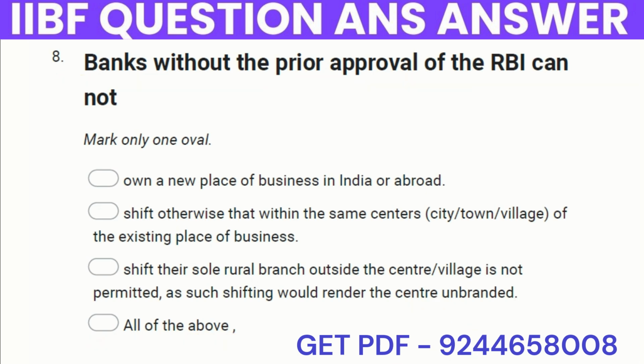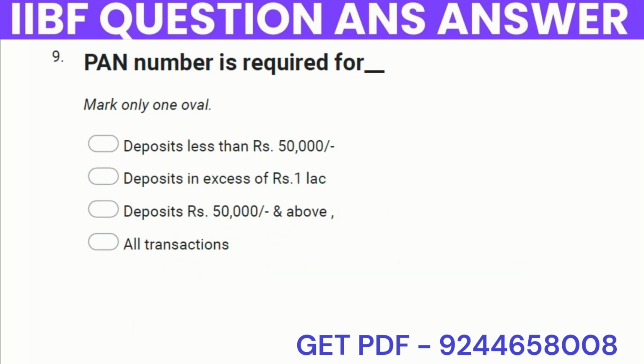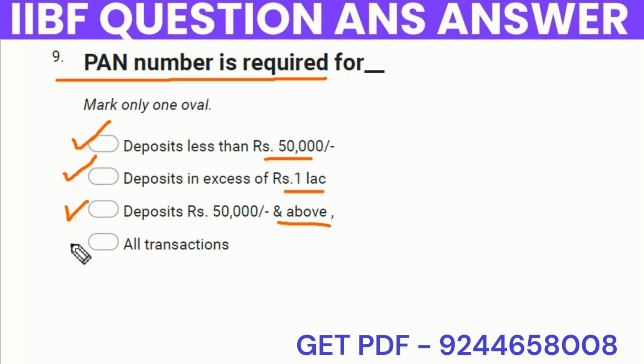Next question. PAN number is required for: first option, deposit less than 50,000 rupees; second option, deposit in excess of 1 lakh rupees; third option, deposit of Rs 50,000 and above; fourth option, all transactions. PAN number is required for deposit of Rs 50,000 and above. Third option is the right answer.